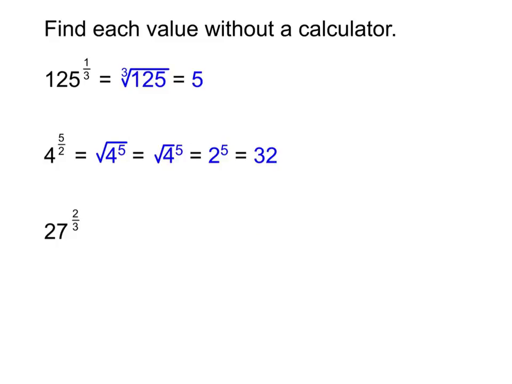And so you notice we can make our lives easier here by actually finding that root first, assuming that it's actually possible to find that root, which, since I'm telling you to do this without a calculator, big hint that you will be able to.